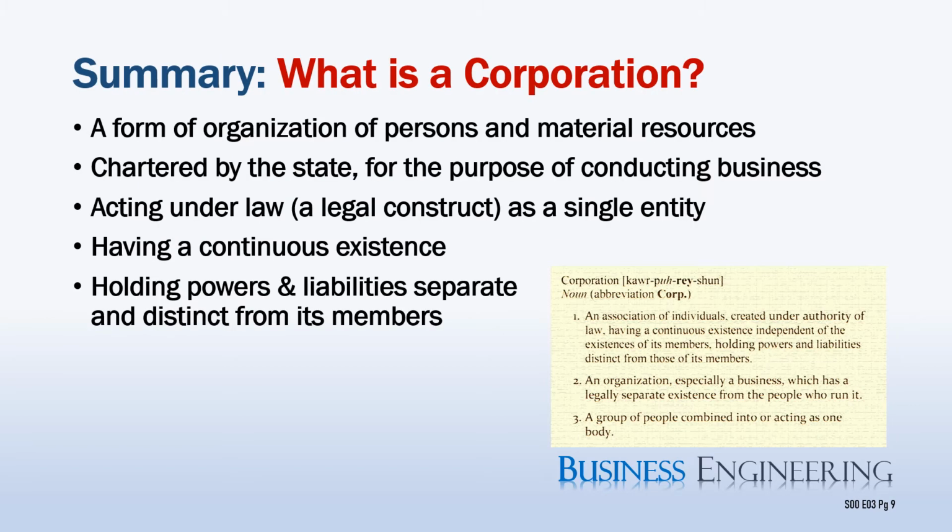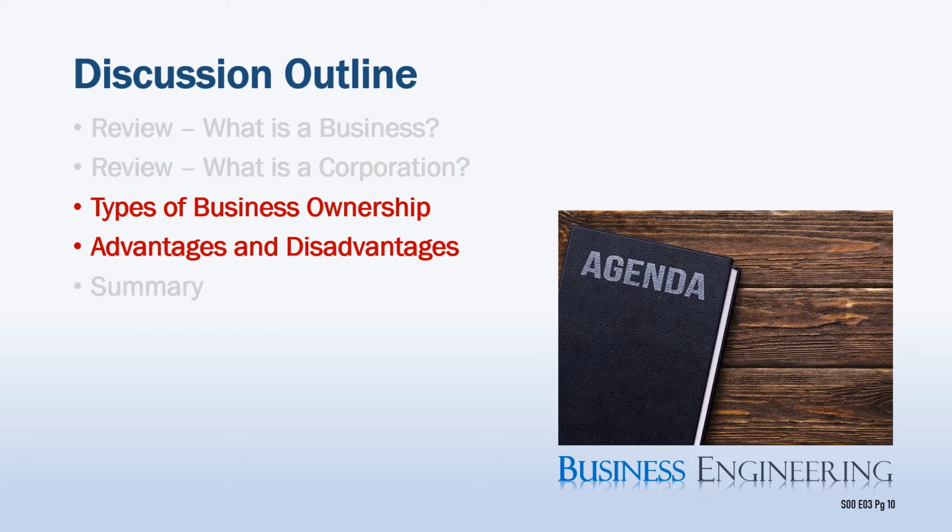A corporation is a form of association or organization of persons and material resources chartered by their respective state or nation for the purpose of conducting business. They are acting under law or a legal construct as a single entity, having continuous existence, holding powers and liabilities separate and distinct from their members. Let's take a look at the popular types of business ownership as well as their advantages and disadvantages.